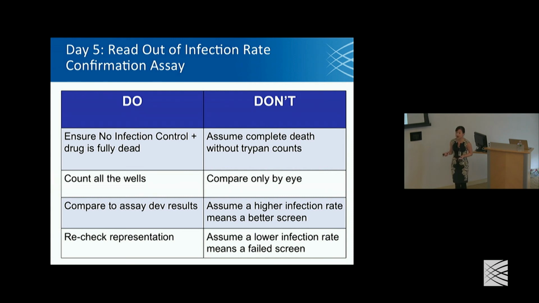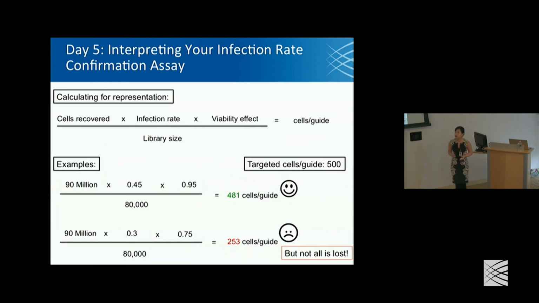Once you've got your infection rate, you want to make sure you recheck your representation at this point, since you now have your actual infection rate and your viability effect. To do that, you're going to take your cells recovered from your replicates, times that by your infection rate, and times that by your viability effect. Divide that by your library size, and that will give you your cells per guide. Keep in mind, our targeted cells per guide here is 500.